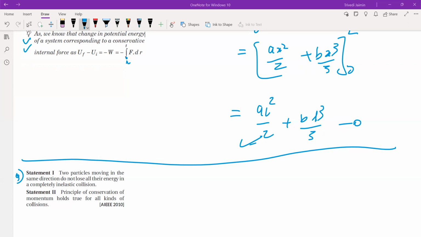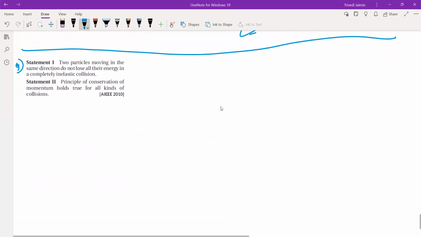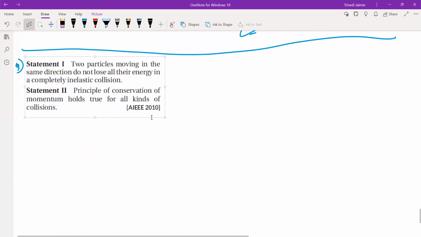What they're saying, statement 1: two particles moving in the same direction do not lose all their energy in a completely inelastic collision. Statement 2: the principle of conservation of momentum holds true for all kinds of collision. Okay, that is true. So is kinetic energy being lost?